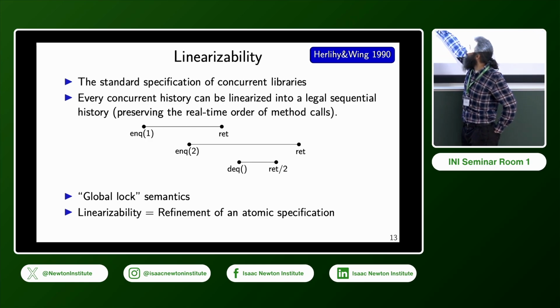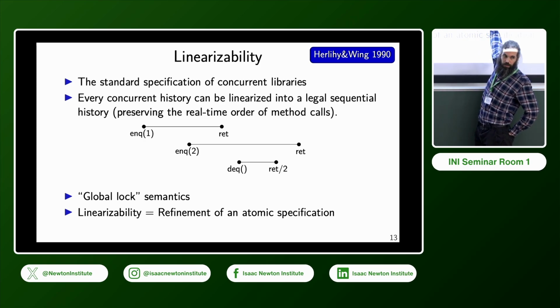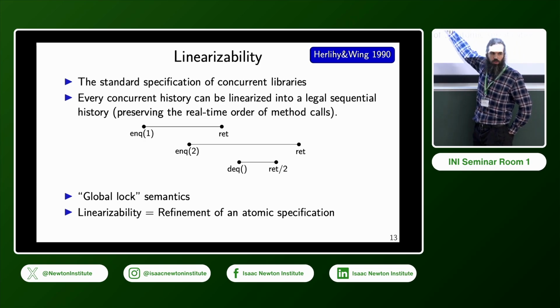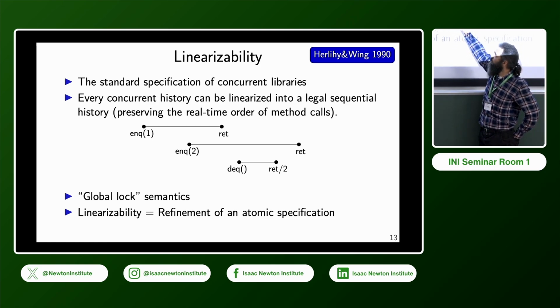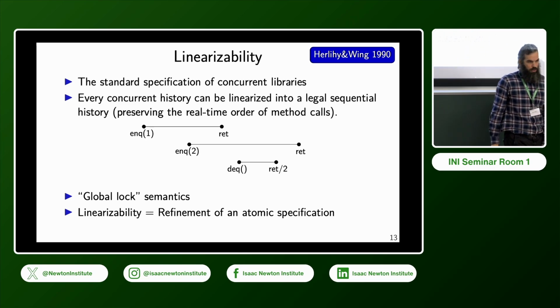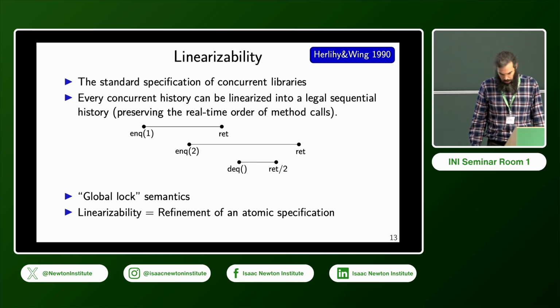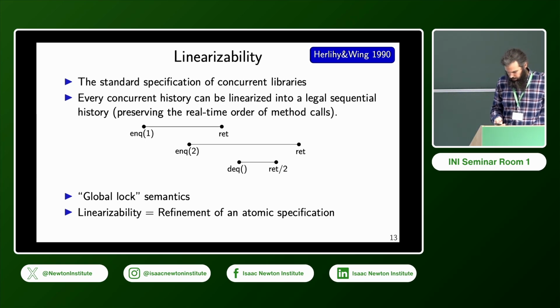So here, in this example, NQ1 finished before DQ even started executing. So in the total order, they should be ordered in that way, not oppositely. But where two methods are overlapping, like the two NQs or the second NQ and the DQ, they could be ordered in either direction. And this corresponds roughly to having a global lock and saying that the specification of my method is like acquiring the global lock, doing the code, and releasing the global lock at the end. And essentially, we're talking about refinement of this.